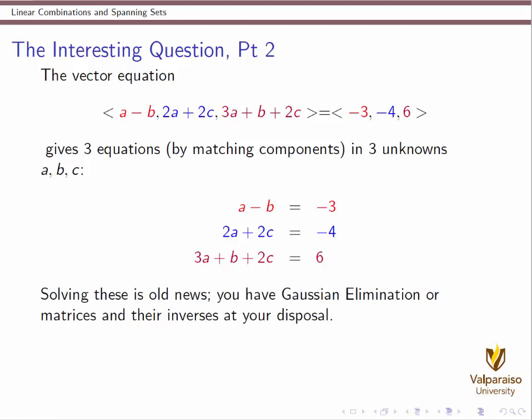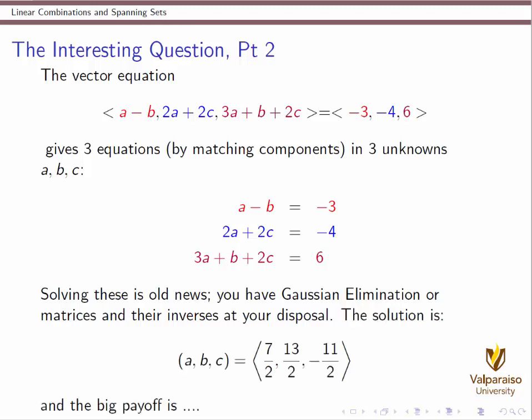Now, you know how to solve systems of equations already, so we're going to skip the details. You can do it by Gaussian elimination. Under the right circumstances, you might have inverse matrices at your disposal to solve a system. Turns out the solution to this system is, and you could derive this yourself if you wanted, right there on the screen.